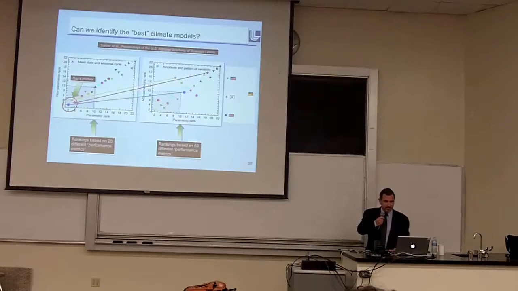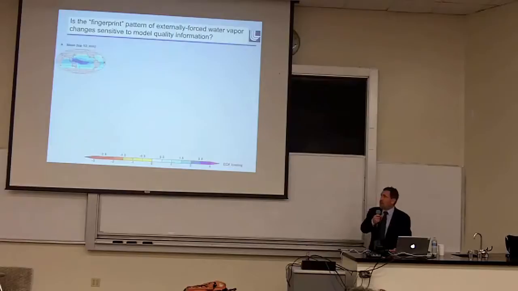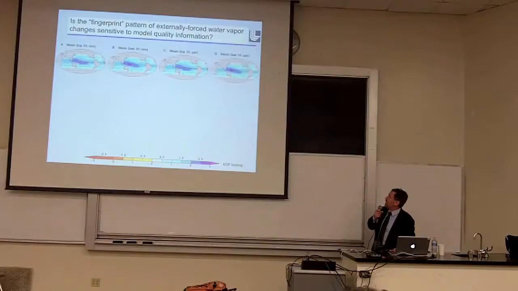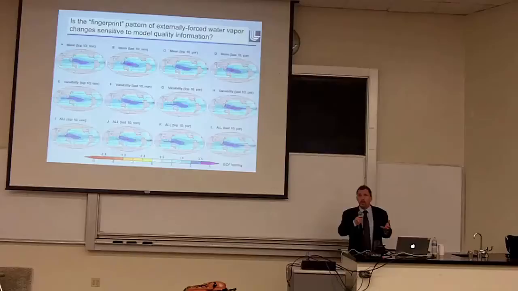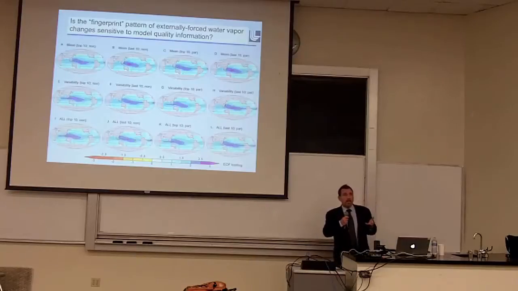And basically, what we found was that when you looked at the top 10 based on mean state metrics, that's what you see here. We looked at the top 10, we looked at the bottom 10, we looked at the variability metrics, 50 different measures of model performance, top 10, bottom 10, wow. And all 70 metrics, and the patterns are really similar. So what's going on here? It's because the simple physics is shining through.